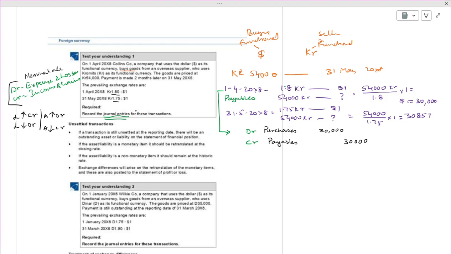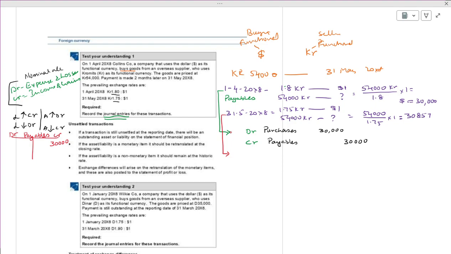Now, what's happening? You are going to settle the transaction. I will write like this for your understanding. This is payables, on the left hand of the screen. Payables are how much? $30,000. Now you have to pay $30,000. Now what happens? Your dollars are increasing.